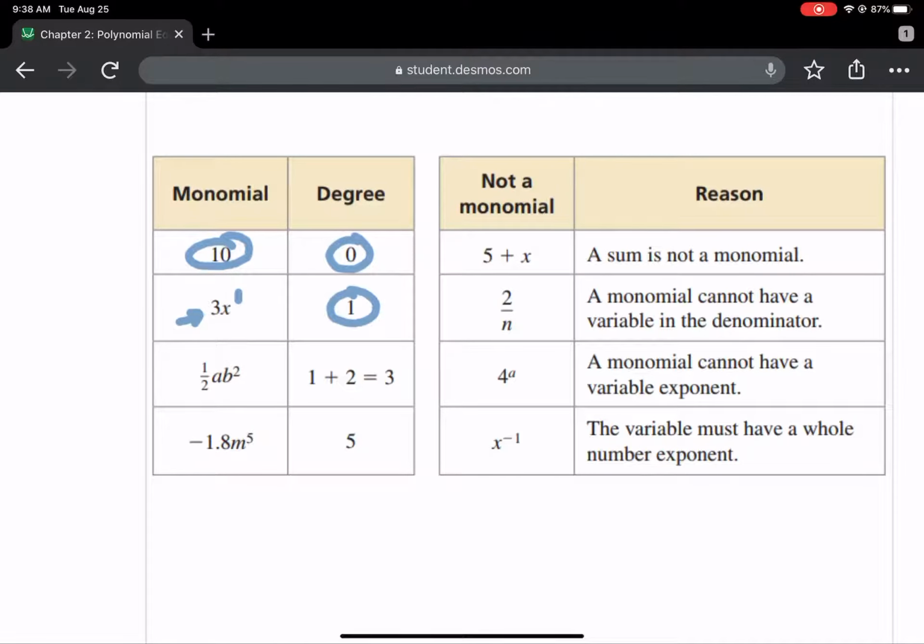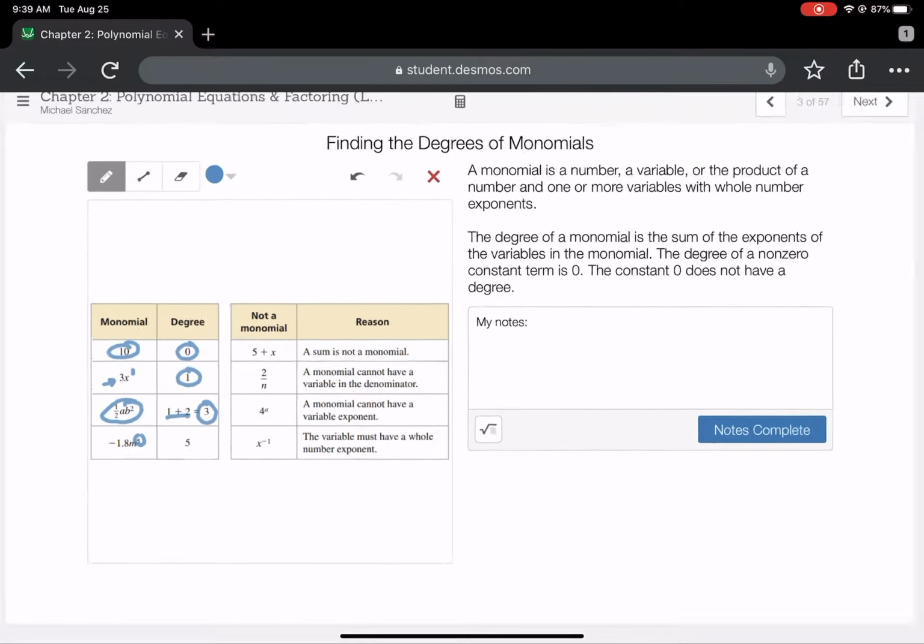This one here has an x, has one variable, and remember we always have an invisible 1, so that is a degree of 1. This one over here, we have two variables, a and b. The a has a 1, the b has a 2, so we have 1 plus 2. The degree is 3. Whatever degree is attached to the variable, that's the degree. If we have more than one variable, then we add the exponents to get the degree of the monomial.